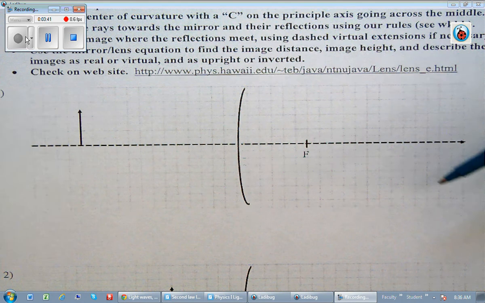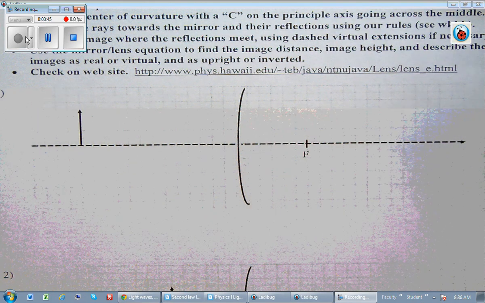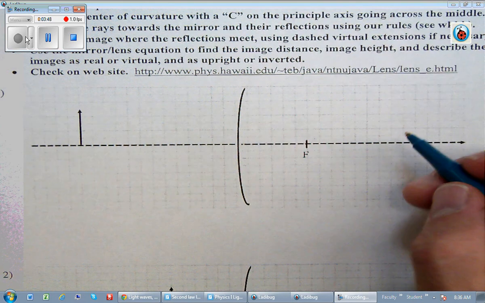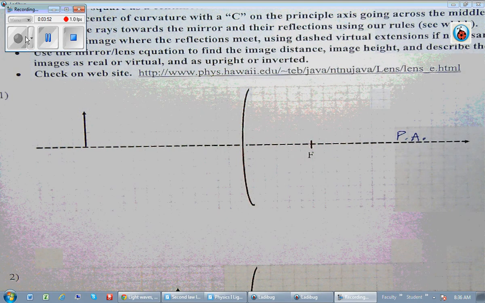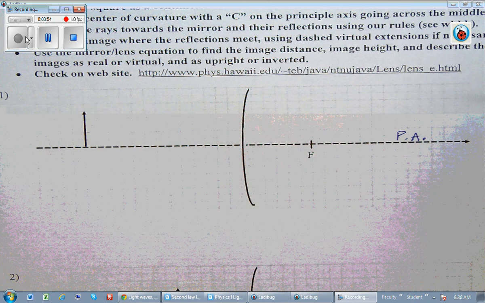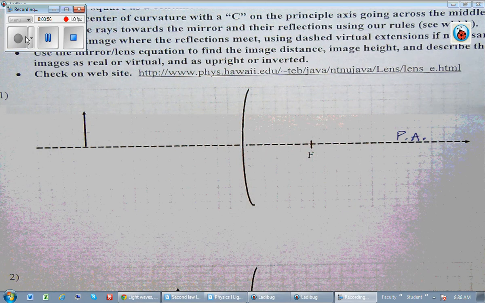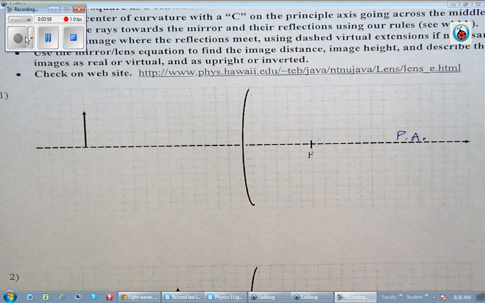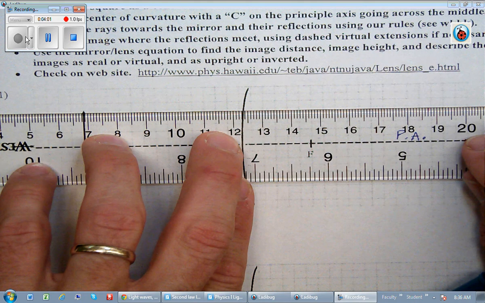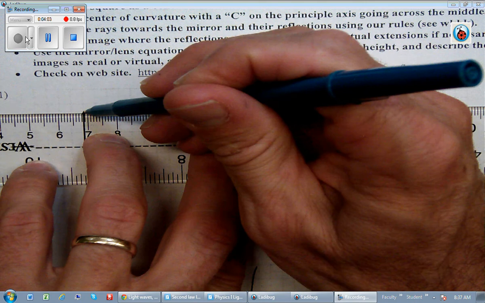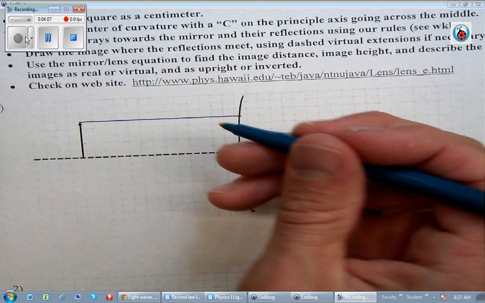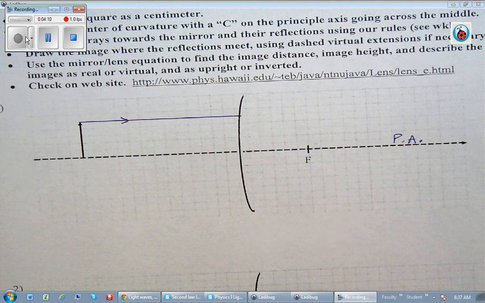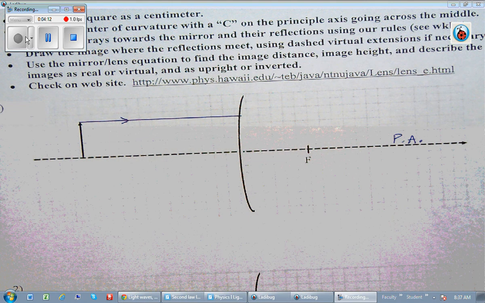So in the first rule, it says incident rays parallel to the principal axis, and the principal axis is here, the dashed line, will reflect as though they come through the focal point. So if we start out with a ray parallel to the principal axis, so just draw it right along one of those light gray lines that I included on your page, and draw a little arrowhead showing that this is the one going towards the mirror.